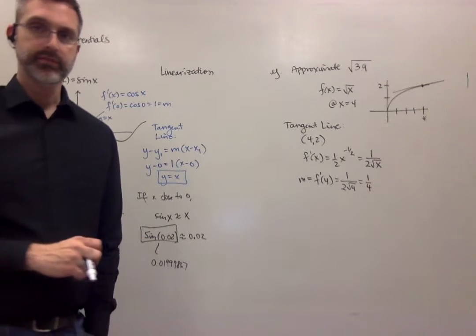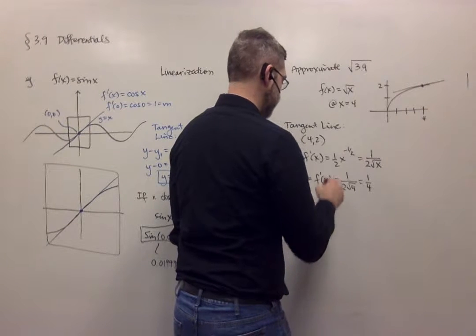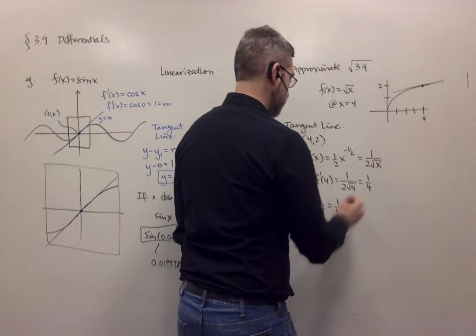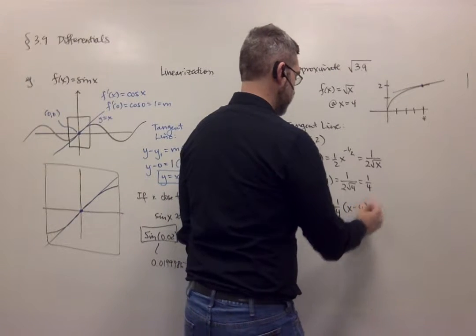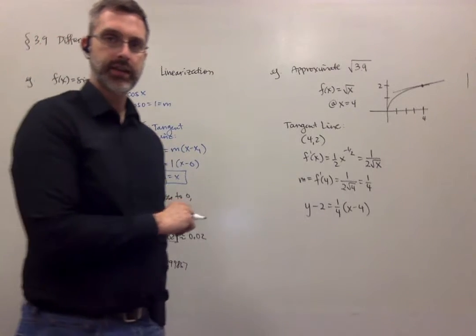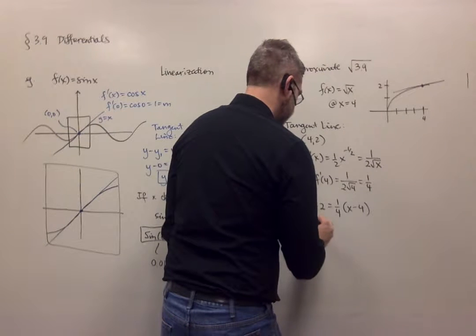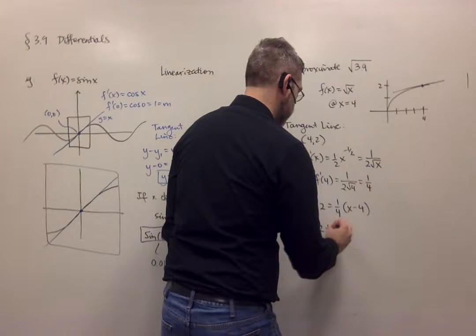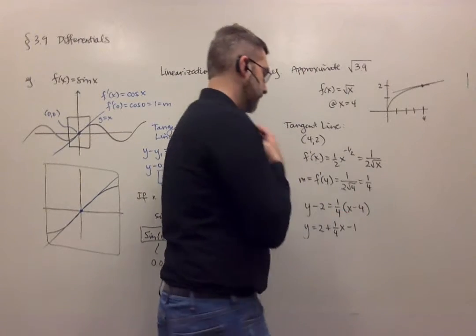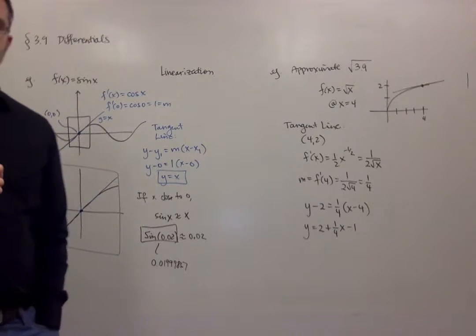Okay. So my tangent line is going to be y minus 2 equals slope times x minus 4. That's going to give me my tangent line here. Okay. So in other words, y equals 2 plus 1/4 times x minus 4, which is 1/4 x minus 1. Make sense?